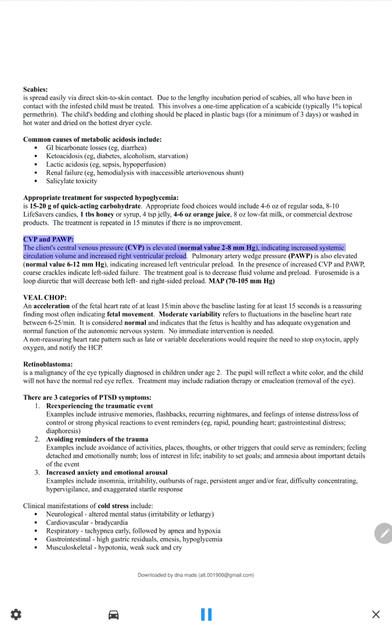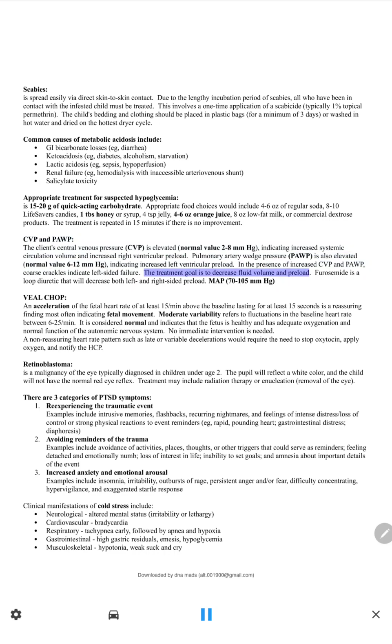CVP and PAWP. The client's central venous pressure, CVP, is elevated, normal value 2 to 8 mm Hg, indicating increased systemic circulation volume and increased right ventricular preload. Pulmonary artery wedge pressure, PAWP, is also elevated, normal value 6 to 12 mm Hg, indicating increased left ventricular preload. In the presence of increased CVP and PAWP, coarse crackles indicate left-sided failure.